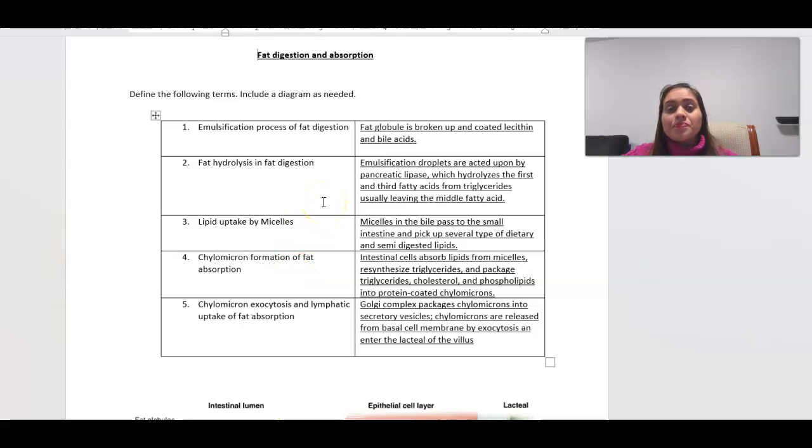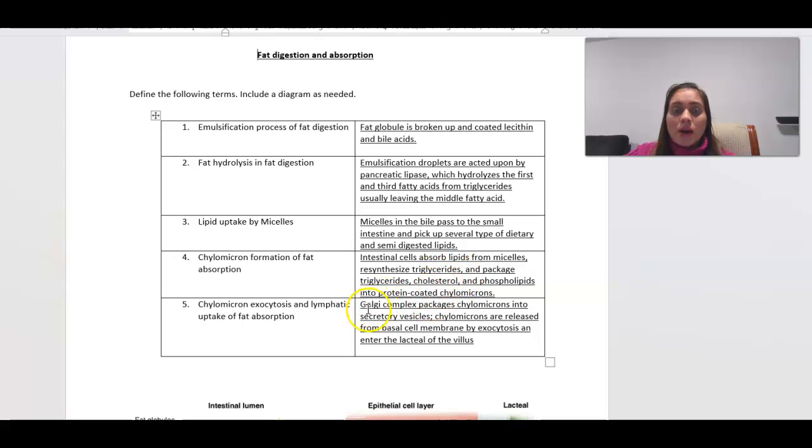The first term can be described as fat globules being broken up and coated with lecithin and bile acids. The fat hydrolysis in fat digestion is where the emulsification droplets are acted upon by pancreatic lipase, which hydrolyzes the first and the third fatty acids from triglycerides, usually leaving the middle fatty acid. The third one, lipid uptake by micelles, is that the micelles in the bile pass to the small intestine and pick up several types of dietary and semi-digested lipids.